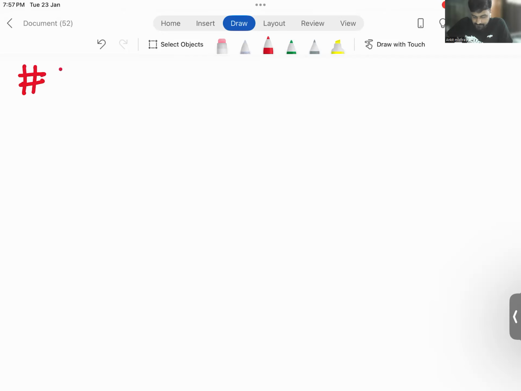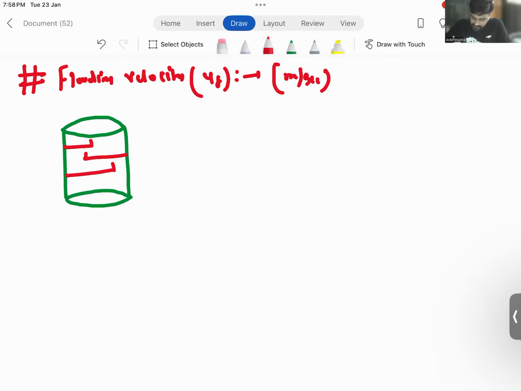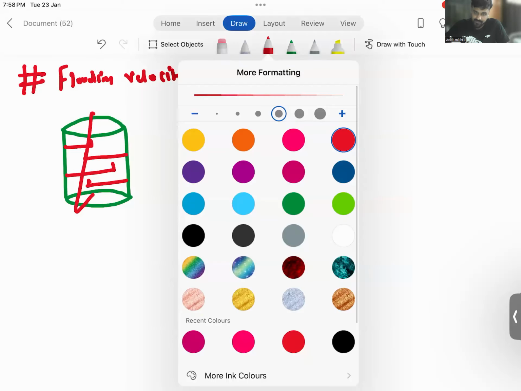So let's say it will be denoted as UF, and obviously the unit will be meter per second. So if you remember the concept of parameters which are associated with the flow of vapor and liquid in a distillation column. If you see, the distillation column tray will look like that, and obviously some perforation will be there on this particular tray, through which the vapor will be flowing from bottom to top, and the liquid will be flowing from top to bottom. So the actual diagram will look this way.